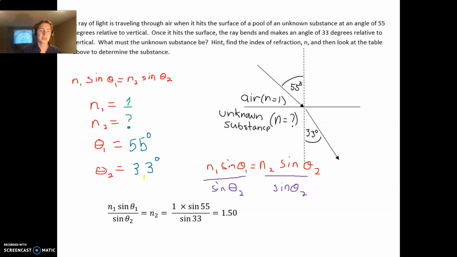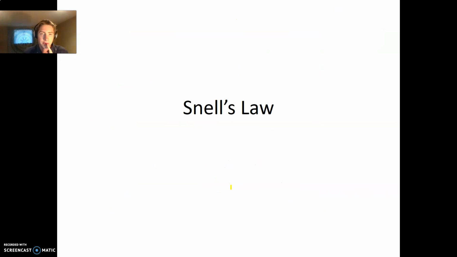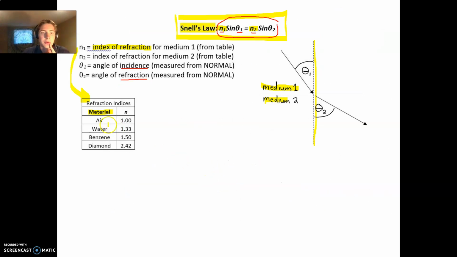So we've got 1 for n1. We get sine of 55 divided by sine of 33. Always remember to keep your calculator in degrees instead of radians so that you can figure out what the answer is. You want to make sure your calculator is in degrees so you don't get the wrong answer. And we found an index of 1.5. If we go back to our first slide, we can see 1.5, that's benzene right here. And so you can say that the unknown substance is benzene using Snell's law.